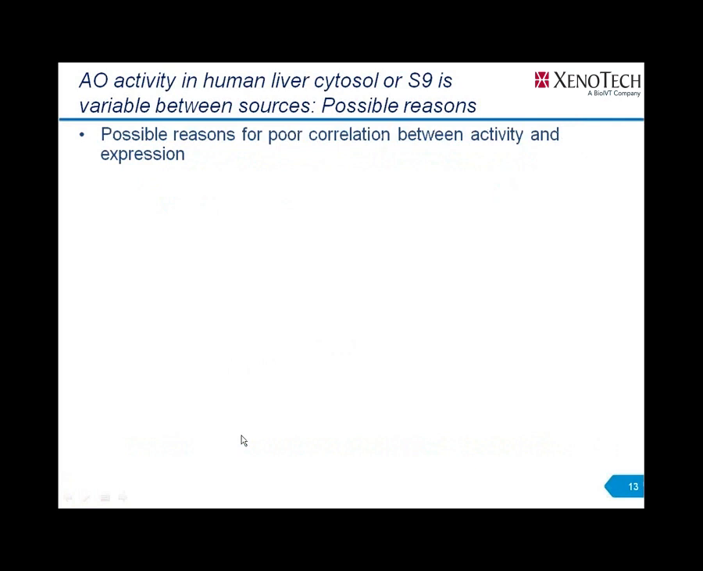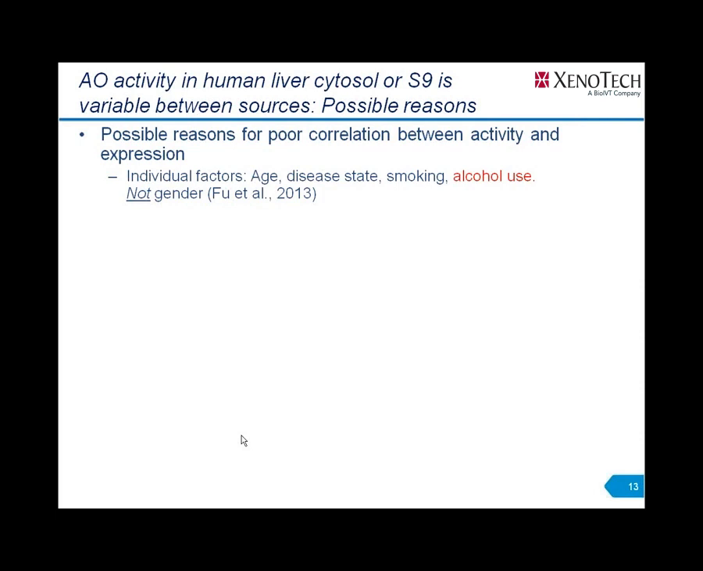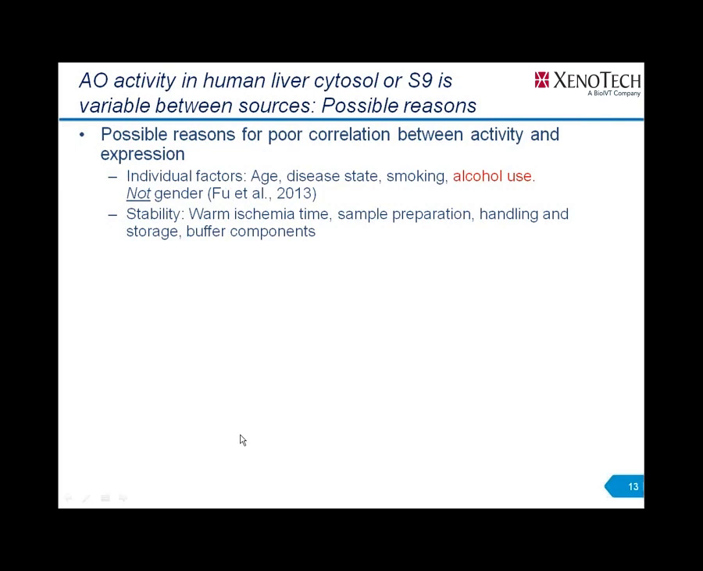So, the possible reasons for poor correlation between activity and expression. Individual factors have been put forward in the past, for instance, age, disease state, smoking, and alcohol use. I've highlighted that because I'll touch on that a little bit later. But apparently not gender. I mean, we look in the Pfizer paper, they describe a 50-50 mix of male and female. Stability, much has been made of this, so especially warm ischemia time from when the liver is collected to actually making the fraction makes a big difference. Sample preparation, handling, and storage, as well as buffer components.